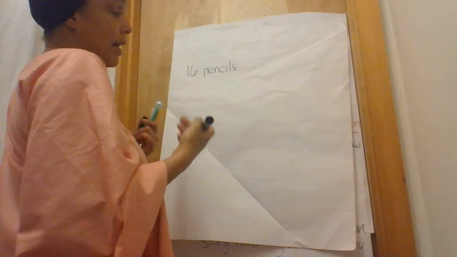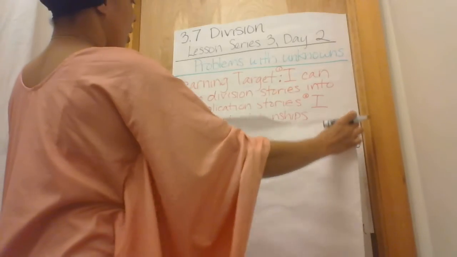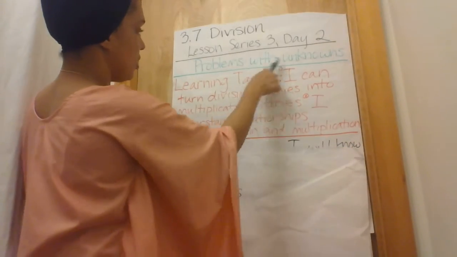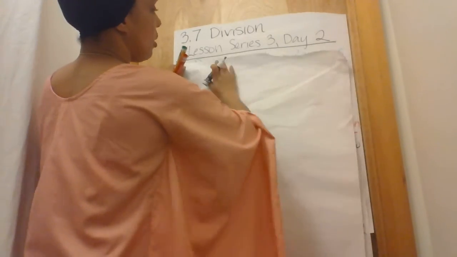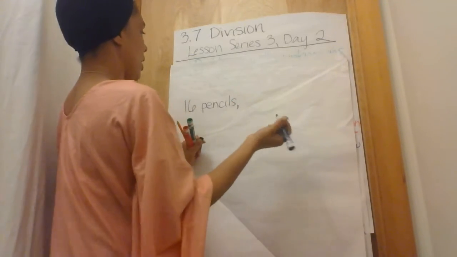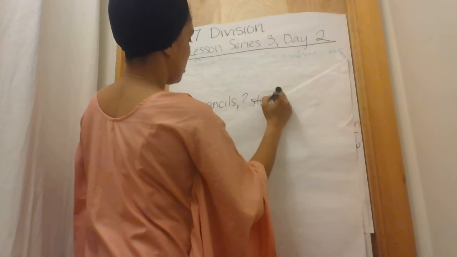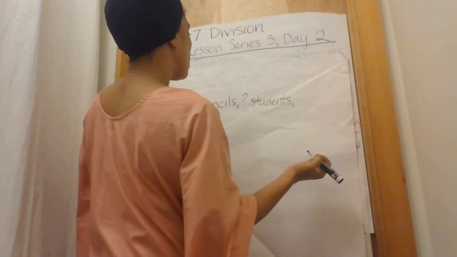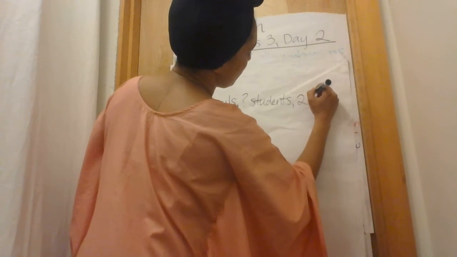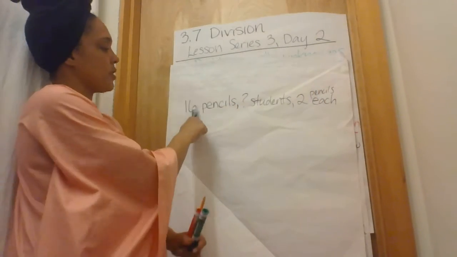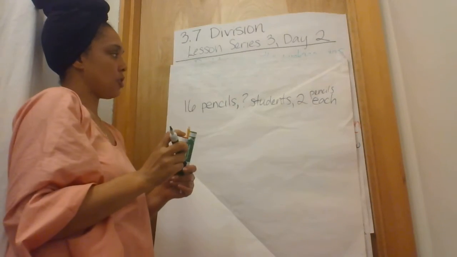There's some students. I don't know how many students there are. So when we go back to our problems with the unknowns, this is a problem with an unknown. We know that we have 16 pencils. What we're trying to find out is what? We have an unknown number of students. And they get 2 pencils each. So here's our story problem. We have 16 pencils. We have some students, the number is unknown, they get 2 pencils each.